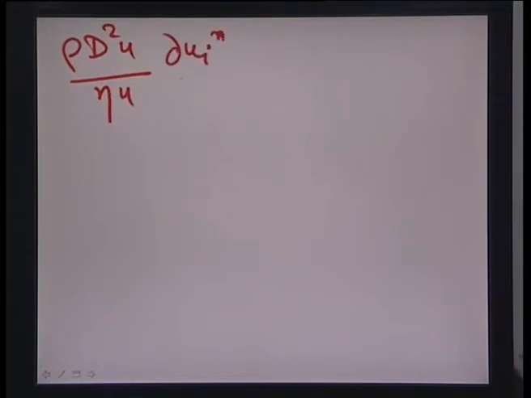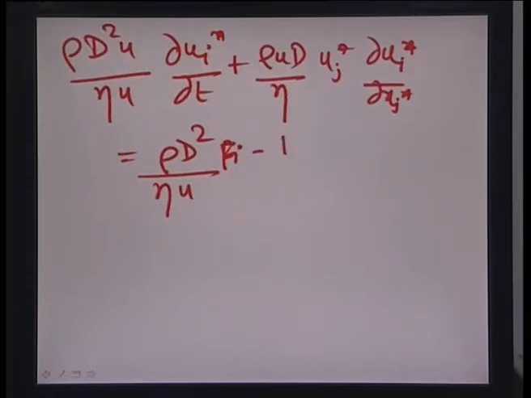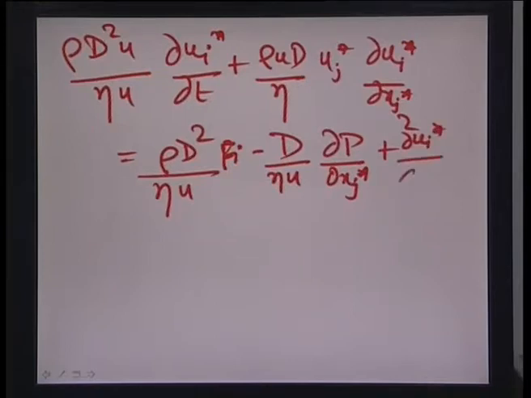So we are left with now rho d square u by eta u, del ui star by dt star, plus rho ud by eta uj star times del ui star by del xj star. And here we have del rho d square by eta u Fi, this is Fi, minus del by eta u del p by del xj star plus del 2 ui star by del xj star square. So, that is how you can write the non-dimensional form of this equation.